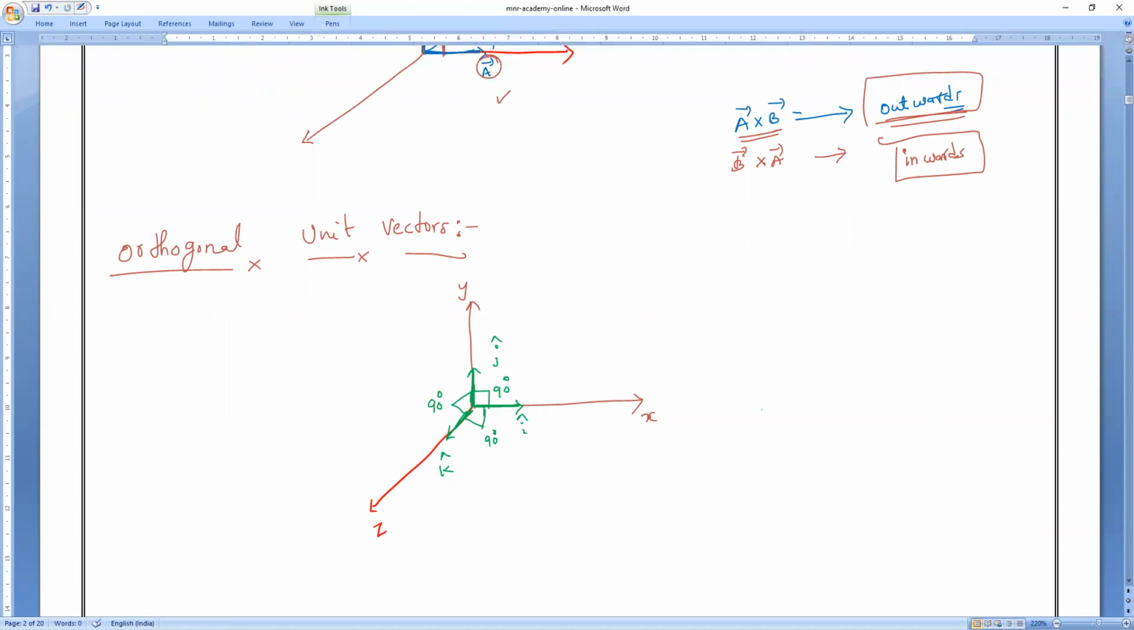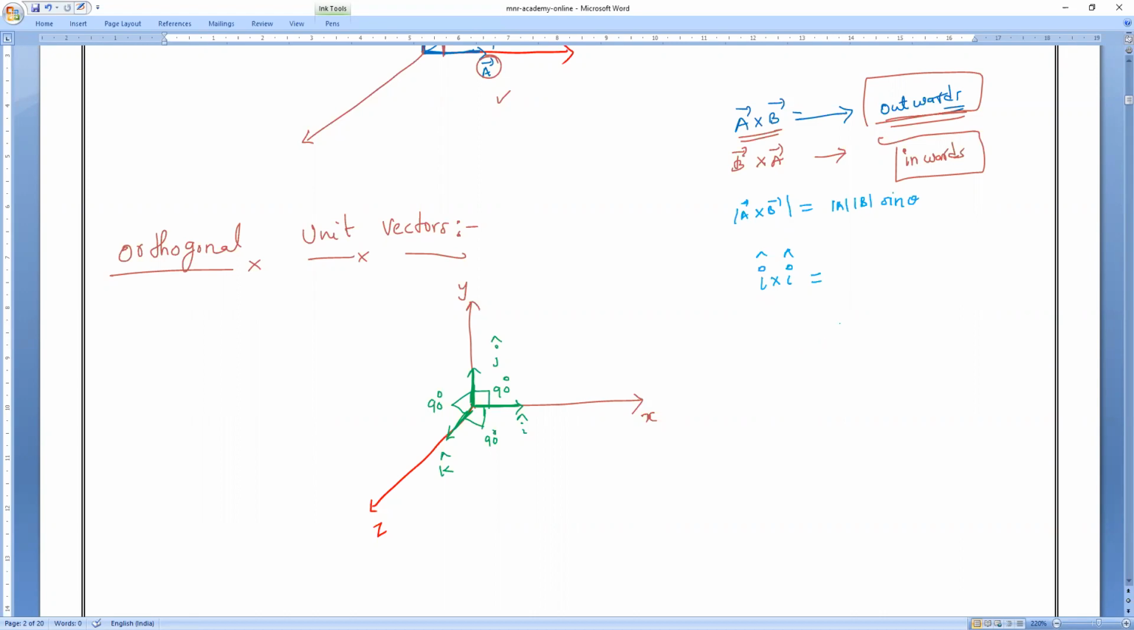Let us see now, observe very carefully. First, I cross I. What is the formula? A cross B equals mod A into mod B into sin theta. For the dot product, I dot I gave the value 1, and I dot J gave 0. Now let us verify for I cross I.